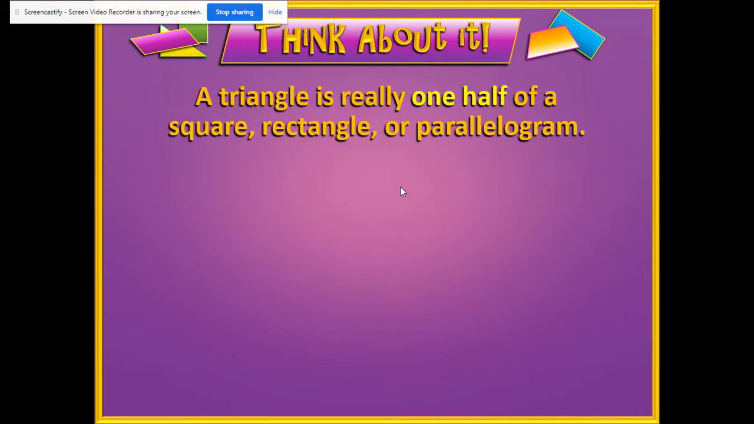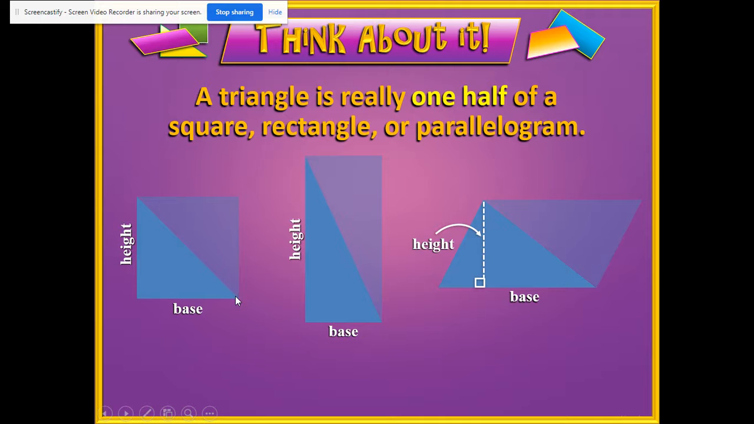All right, so a triangle is really 1/2 of a square, rectangle, or a parallelogram. I wish I could draw that for you guys on the whiteboard, but we'll do the best that we can. So if you look at this, you have a square, you split it like this, you have 2 triangles. You have a rectangle, you split it like this, 2 triangles. Parallelogram, you split it like this, 2 triangles.